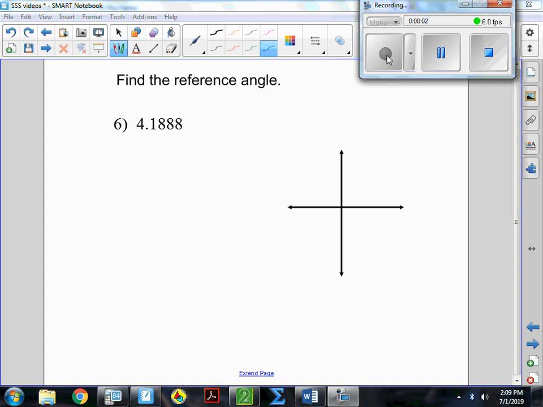Okay, for number 6, we're finding the reference angle. We're given a decimal radian measure instead of an exact angle ratio. So we need to take the angles that we're used to seeing, 0, pi over 2, pi, 3 pi over 2, and put those into decimals to make it easier to look at.